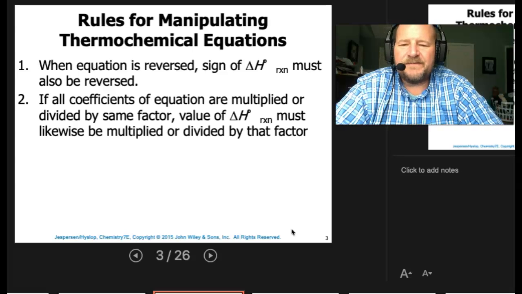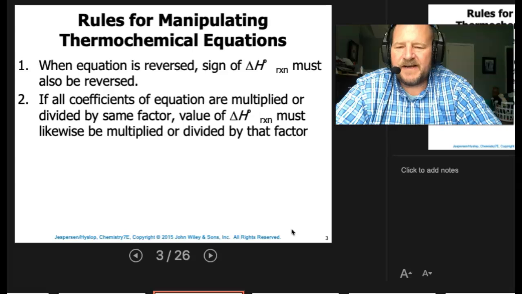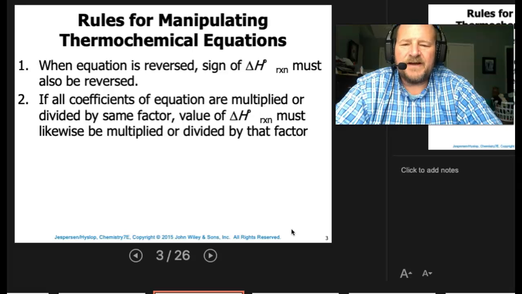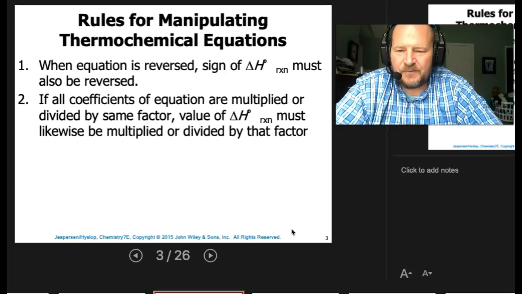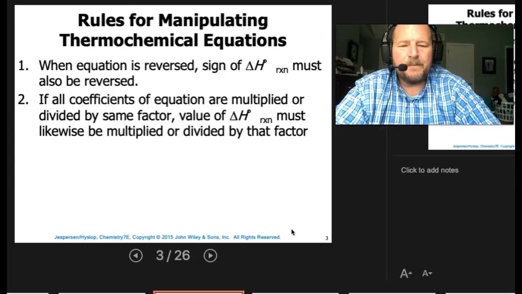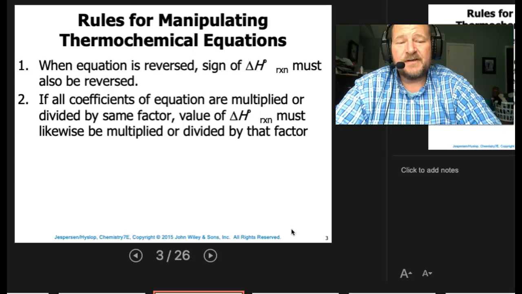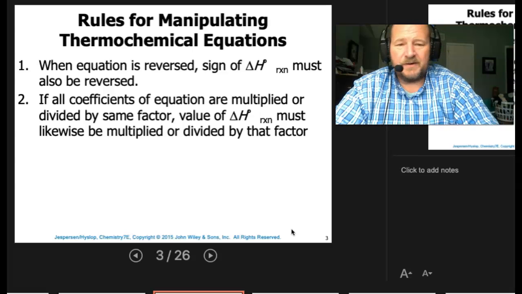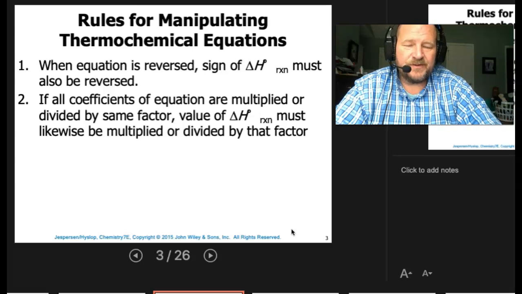If all coefficients of an equation are multiplied or divided by the same factor, the value of delta H must likewise be multiplied or divided by that factor. Okay, so if I need 2 waters, let's say on the product side, then I'm going to multiply the whole reaction by 2, then I'm also going to multiply the delta H by 2.